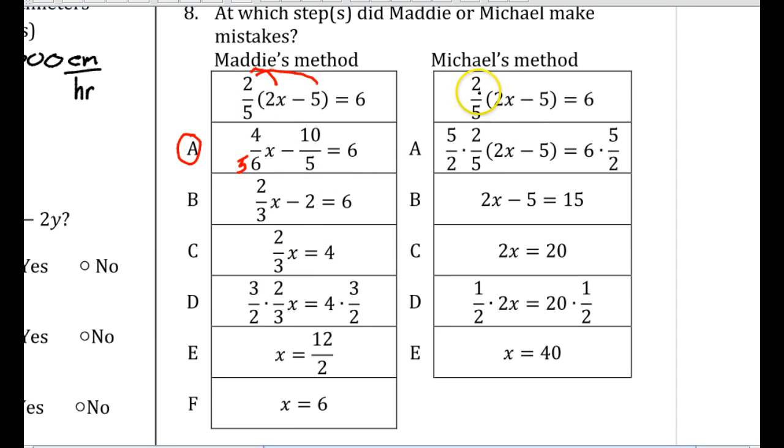Over here, it looks like the first thing they did is multiply by 5/2 on both sides to cancel it out, which is fine. That's an okay step. So those cancel and equal 1. We're just left with 2x minus 5. Let's see here. 2 goes into 6 3 times. 3 times 5 is 15, so that's good. Add 5 on both sides, and we get 20. That's good. And then divide both sides by 2, or take half of both sides, and that's good as well. So it looks like that one is okay.